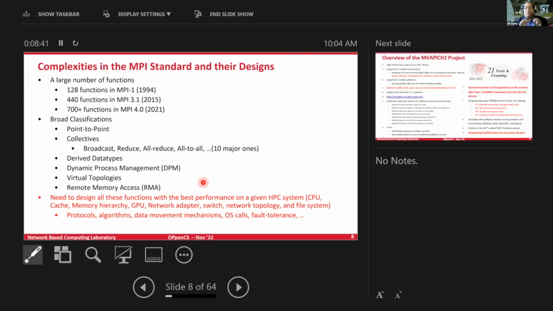So any time a new networking technology comes, like a CPU, GPU, DPU interconnect, you need to make sure that for each of these functions, we provide not only the correctness, but we also need to deliver the performance. And this is where the different MPI libraries differ. As the technology is evolving, like CPU, cache, memory hierarchy, GPU, network adapter, switch, network technologies, there is a big range of solutions, a design space out there. There are many protocols, algorithms, data movement mechanisms, OS calls, fault tolerance. So you need to not only study these, but come up with better designs where people can actually run it on a 10 million core system and get the best performance.